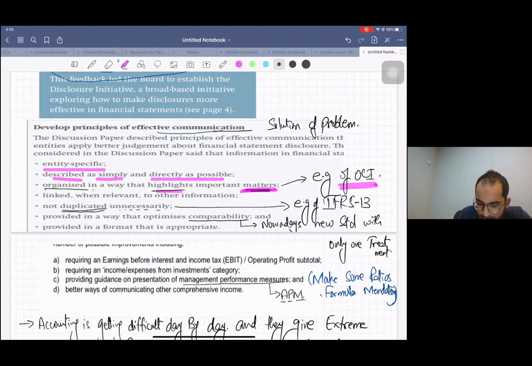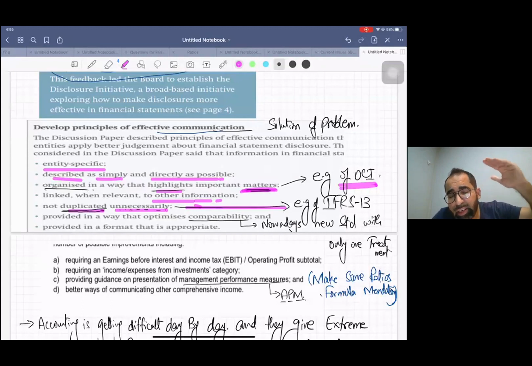Yes, I have written example of IFRS 13. Now, if you guys have studied the history of IFRS 13, the name of IFRS 13 is fair value measurement. Now listen to me. There was a time when there was no IFRS 13, 8 or 9 years back, when there was no IFRS 13.